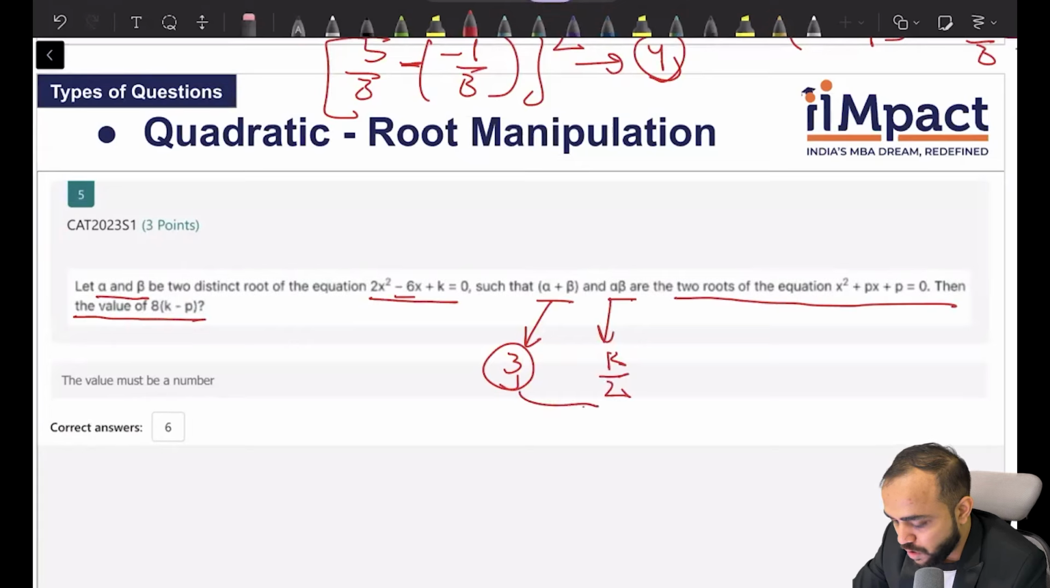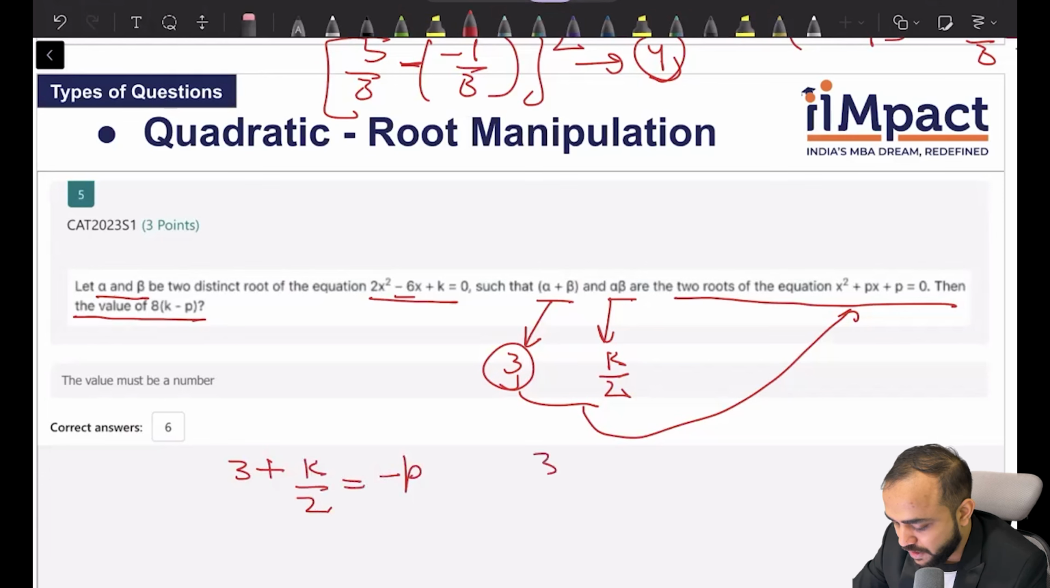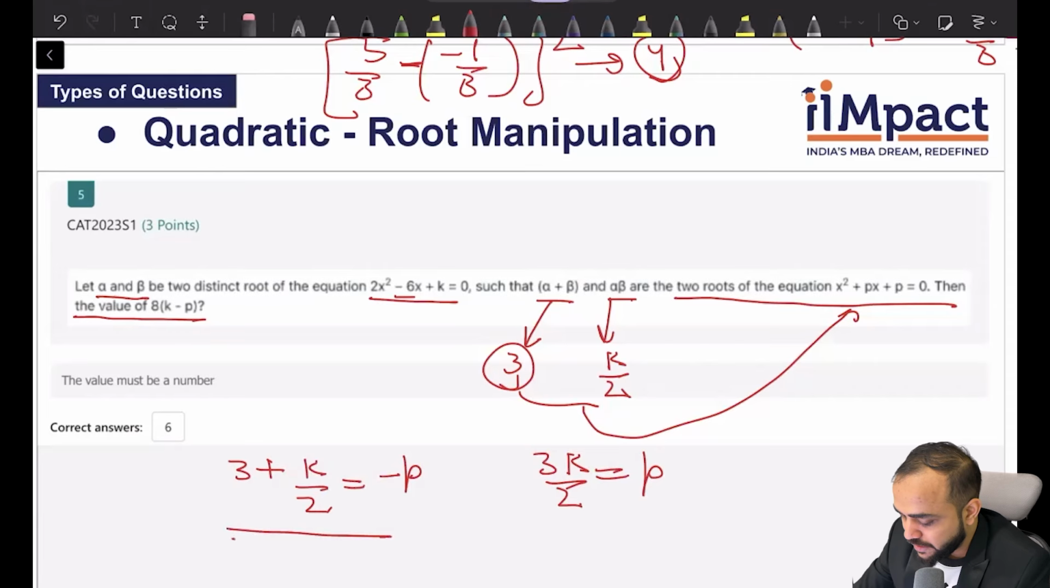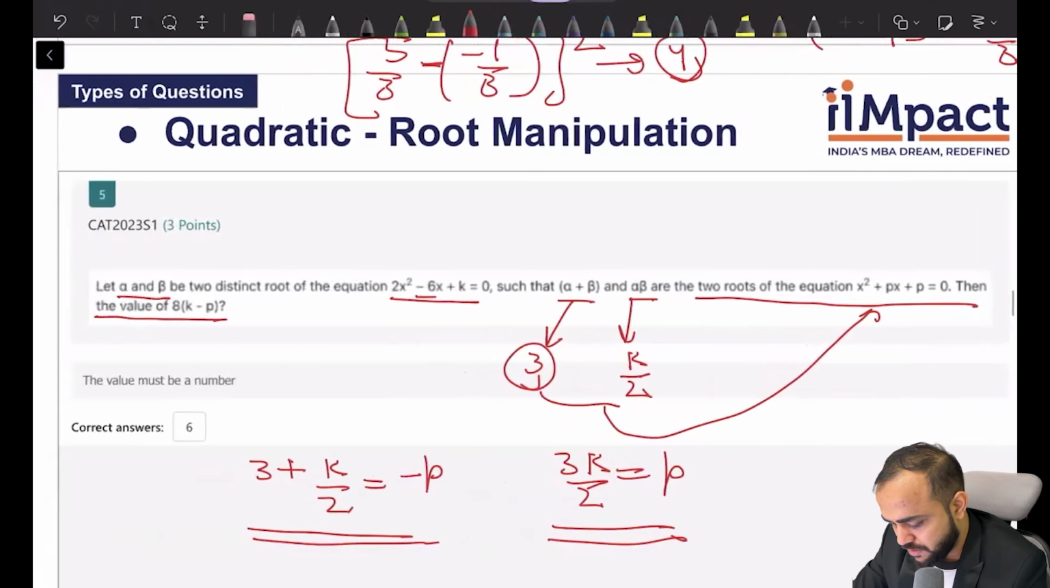Now these two are the roots of this equation. So can I say that 3 plus k by 2 is going to be minus p, and 3 into k by 2 is going to be plus p? Is it a linear equation in two variables? Or rather it will be opposite. So let us just add. I'll get 3 plus 2k is equal to 0, or k is equal to minus 3 by 2, which would mean p is equal to minus 9 by 4.